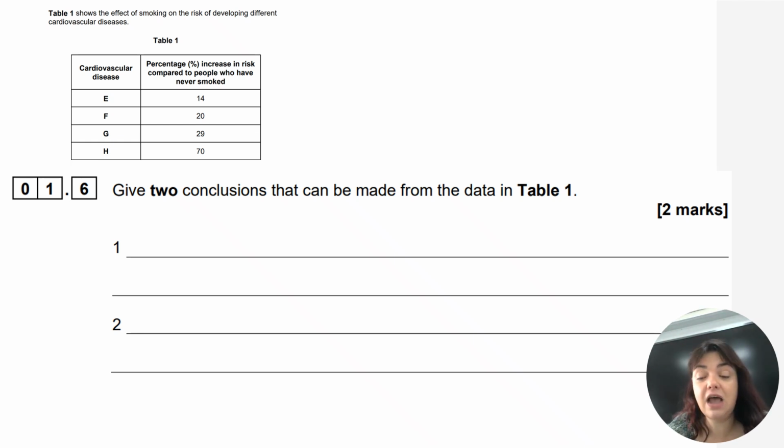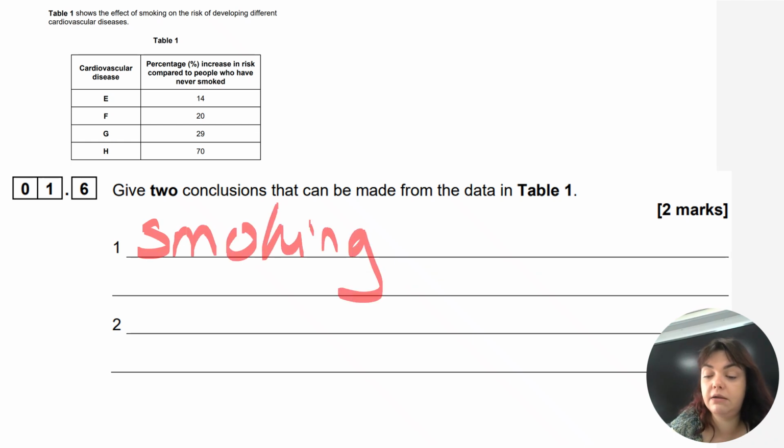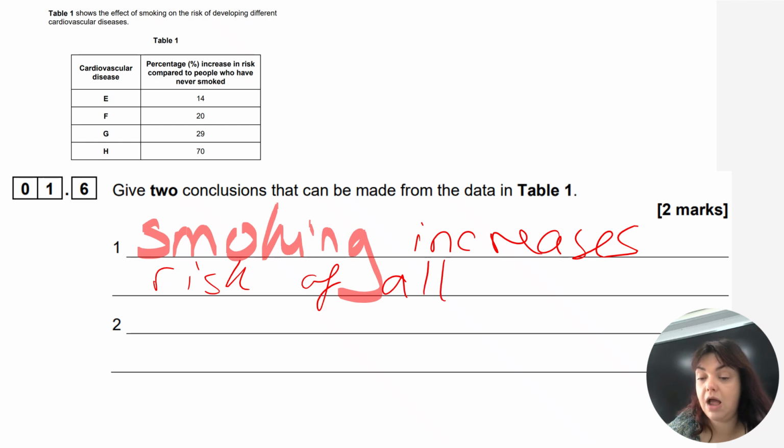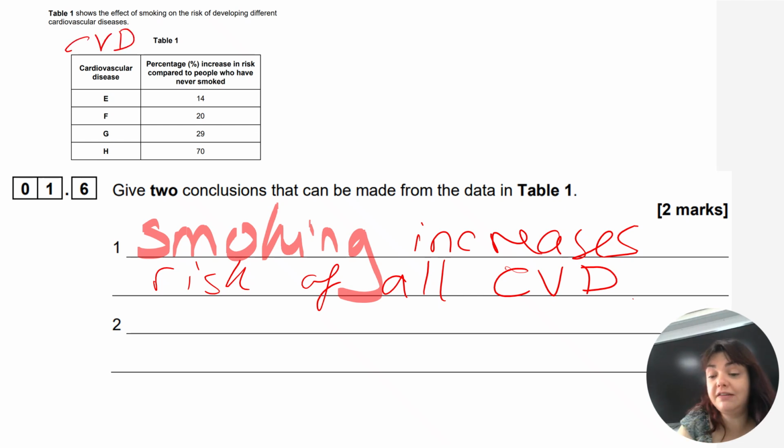As I've just said, the most obvious one is that smoking increases the percentage risk of all types of cardiovascular disease. So smoking increases risk of all. I'm just going to put CVD, because I'm running out of space. Cardiovascular disease, so I'm just going to call that CVD up there.